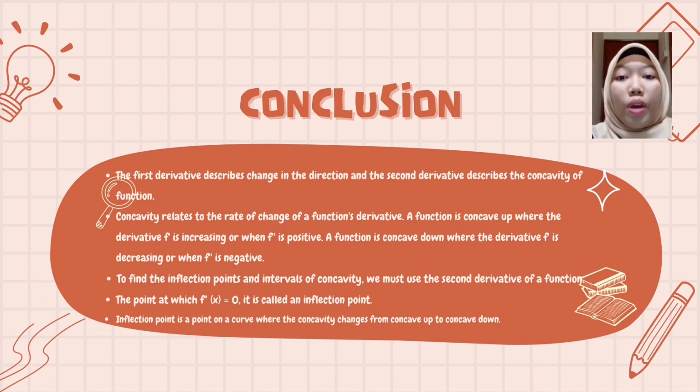The point at which f double prime x equals 0 is called an inflection point. An inflection point is a point on a curve where the concavity changes from concave up to concave down. That's all from us.